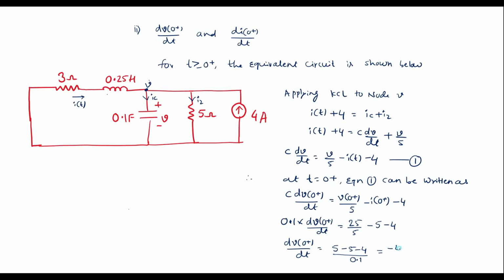Simplifying this, we'll get minus 4 by 0.1, which is equal to minus 40 volts per second. Therefore, dV of 0+ by dt is minus 40 volts per second. So now apply KVL to this loop.